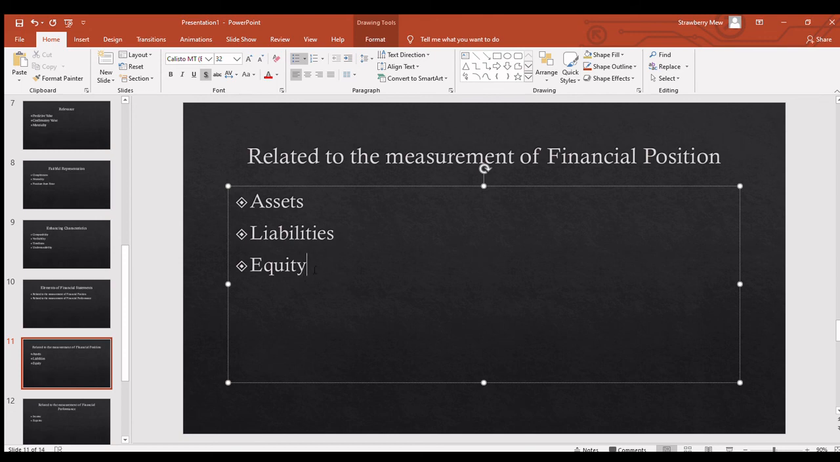Okay? Last is the equity. Equity is just a residual term. Equity is just the balance of deducting the liabilities from the assets, right? So, meaning assets less liabilities equals the equity. Or, you can also derive that equation with assets is equal to liabilities plus equity.